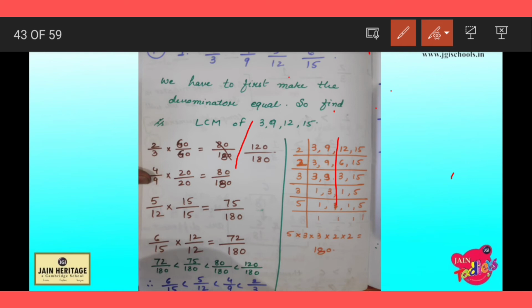So 3 will be as it is because 3 is not divisible by 2. Can you see here? 9 will be as it is. 12 is divisible by 2, so 2 sixes are 12, and 15 will be as it is. Again we will divide by 2. Again it will be 2 threes are 6. Now all these numbers are not divisible by 2. So what is the next number after 2? We have to take 3. Now 3 ones are 3, 3 threes are 9, 3 fours are 12 and 3 fives are 15.